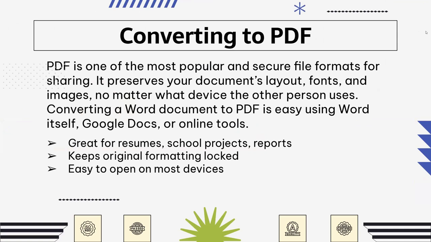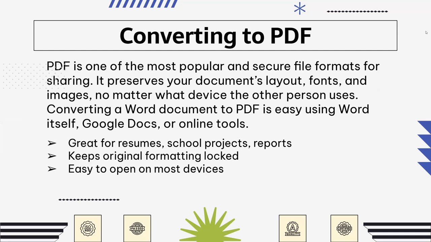Converting to PDF. PDF is one of the most popular and secure file formats for sharing. PDFs preserve your documents' layout, fonts, images. It saves pretty much everything, no matter what device the other person uses. You can just simply download it. And converting a Word document to PDF is really easy using Word itself, Google Docs, or online tools. So if you want to convert your Word document to a PDF, it's really easy using a ton of tools.